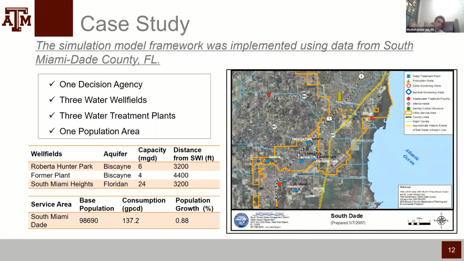So that was a brief overview of the components of the model. Let me now show our demonstration of application in the case of Miami-Dade County. The system we are looking at here in Southeast Florida, Miami-Dade County, has one decision agency, 3 water well fields at this point, 3 water treatment plants, and 1 population area that all rely on the Biscayne aquifer. The well fields' information and their distance to the current saltwater intrusion line is determined. The population and the population growth expectations of the area are also listed here.